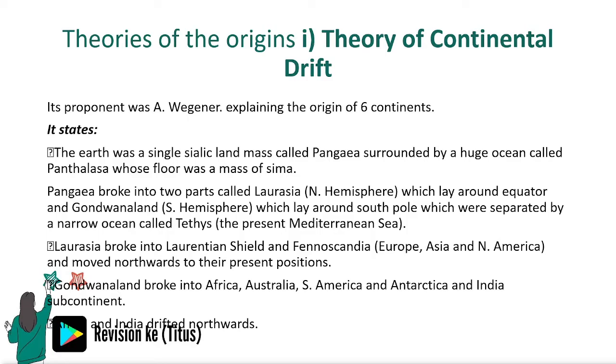And so Pangaea broke into two parts called Laurasia, which lay around the equator, and Gondwanaland, which lay around the South Pole, which was separated by a narrow ocean called Tethys. So Laurasia broke into Laurentian Shield and Fennoscandia and moved northwards to their present positions. Gondwanaland broke into Africa, Australia, South America, Antarctica and the Indian subcontinent.